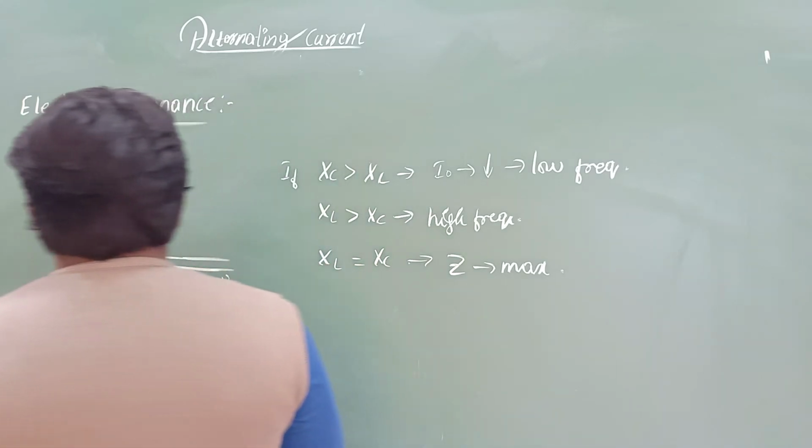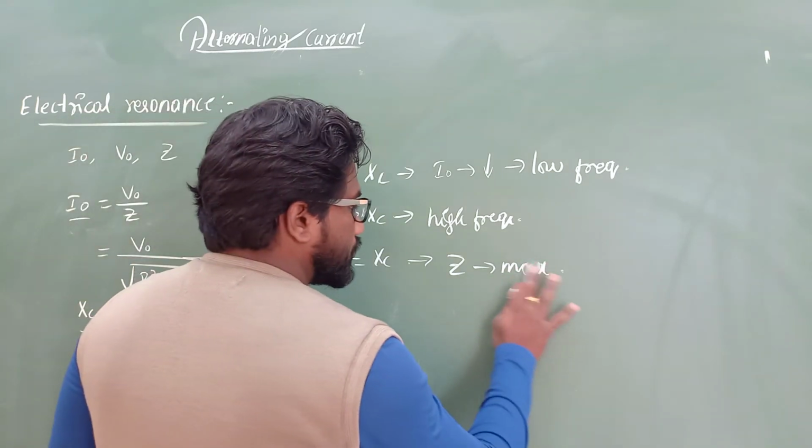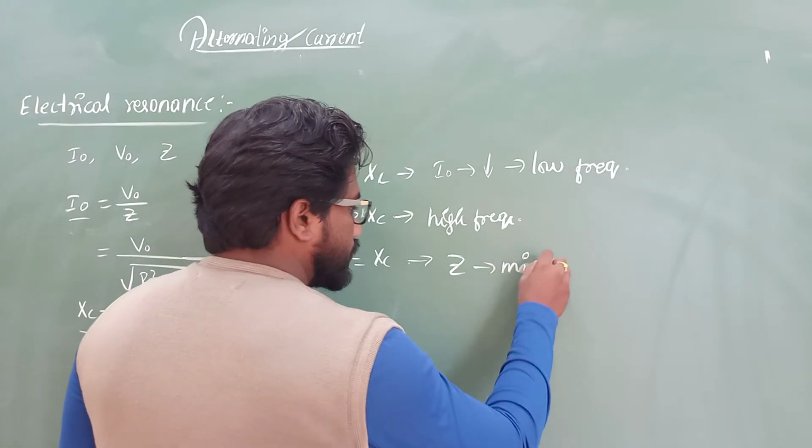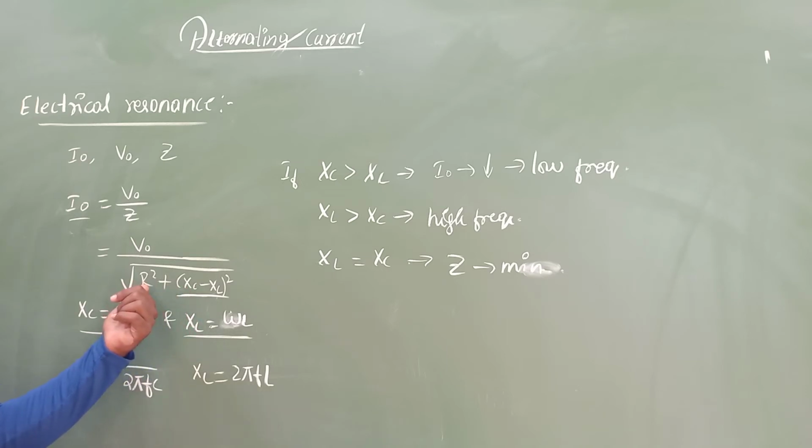The impedance value you are going to get here will become maximum, because we are going to take the square of that. We don't need to add or subtract anything. Okay, so Z value is minimum, because we are not going to add anything.